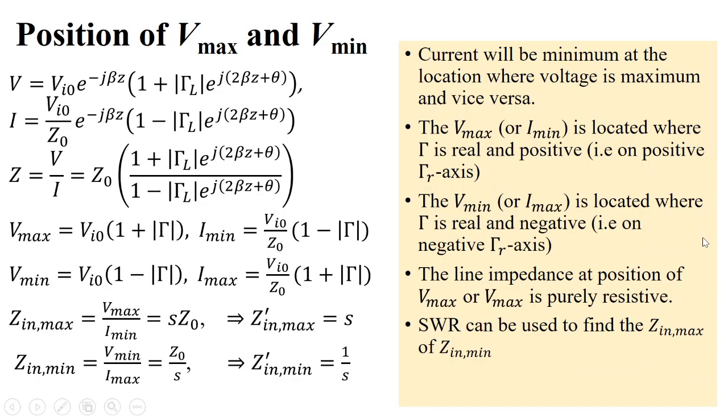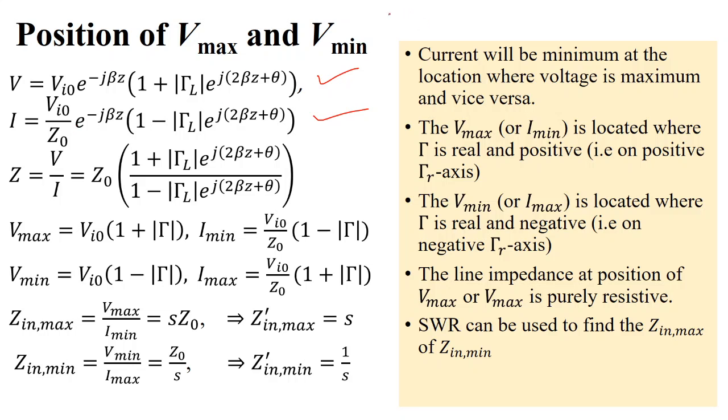Now we will see how we can find the position, or the location, of Vmax and Vmin on the transmission line using the Smith chart. So here the total voltage is given by this expression. Here the incident voltage is at z equals 0, and you can write it in terms of the reflection coefficient. Similarly, the total current is given by this expression. These are the two expressions for total voltage and total current.